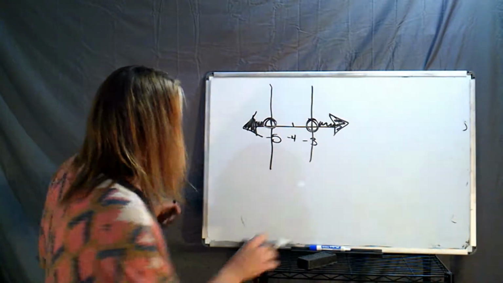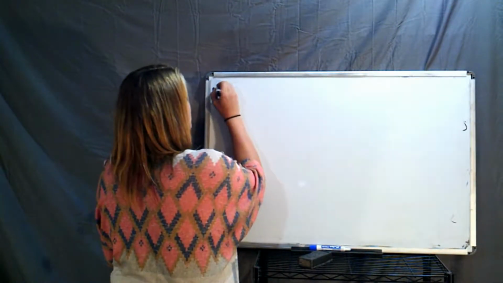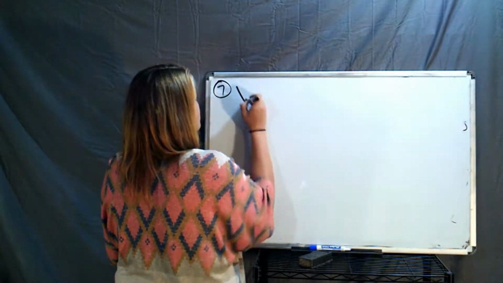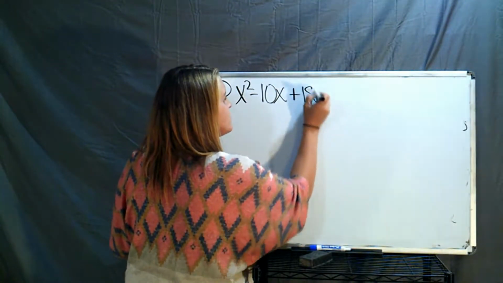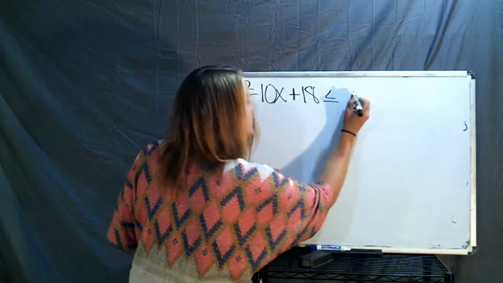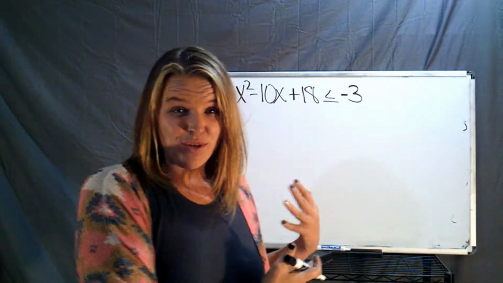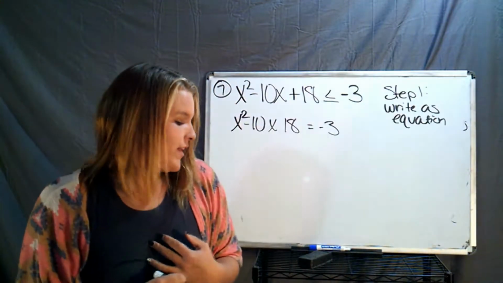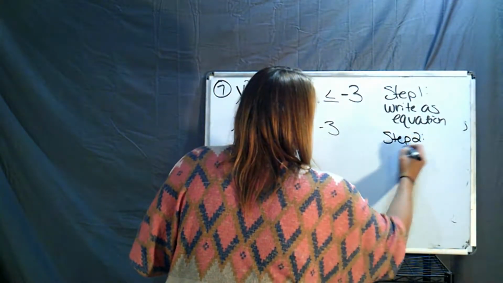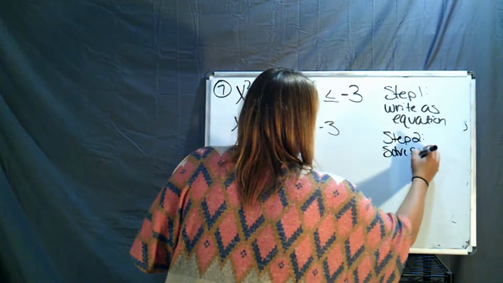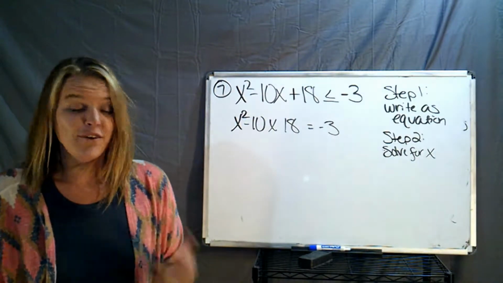So let's get into examples so I can show you how to do it. We're going to solve this by algebra. This is number 7. X squared minus 10x plus 18 is less than or equal to -3. First thing I want to do is write this as an equation. And then I'm going to solve the equation for x. I'm doing that so I can find my critical values.